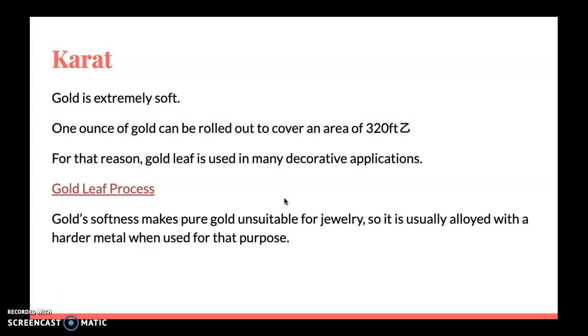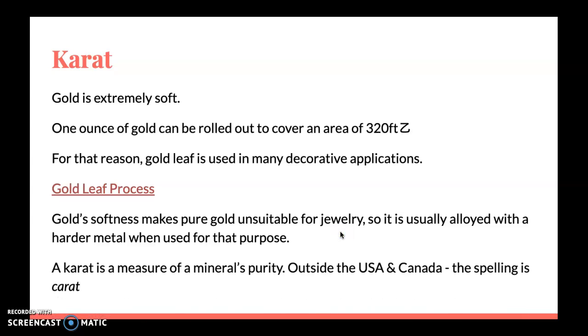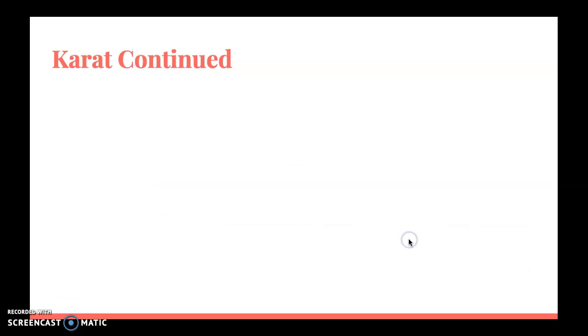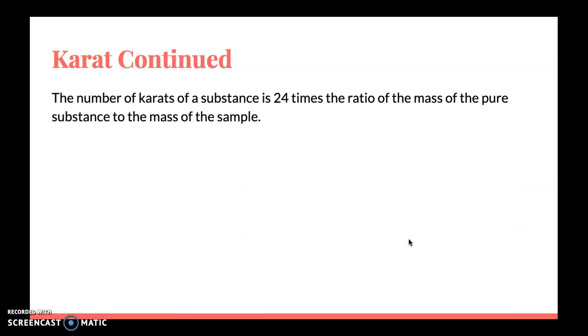So gold's softness makes pure gold unsuitable for jewelry. That's why it's usually alloyed with a harder metal when it's used for that purpose. A carat is a measure of a mineral's purity. Outside the US and Canada, the spelling is carat like that with a C. Just to continue on, the number of carats of a substance is 24 times the ratio of the mass of a pure substance to the mass of a sample.